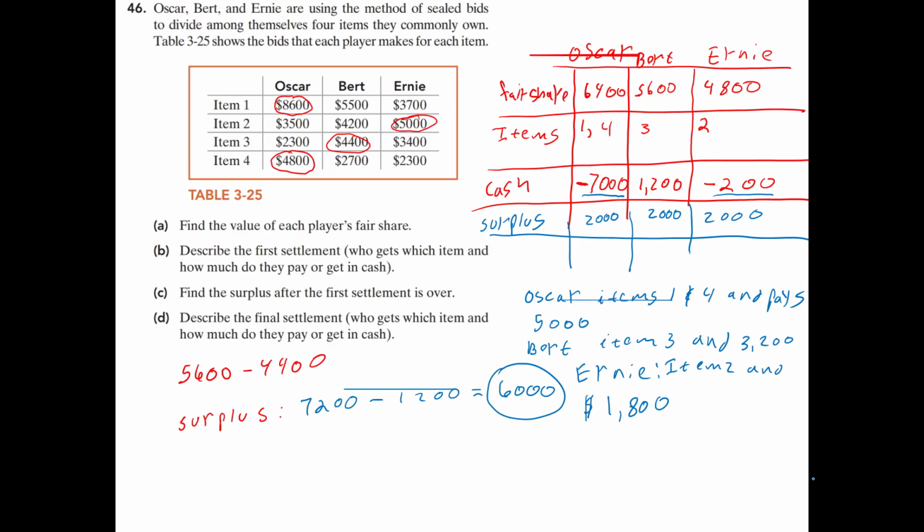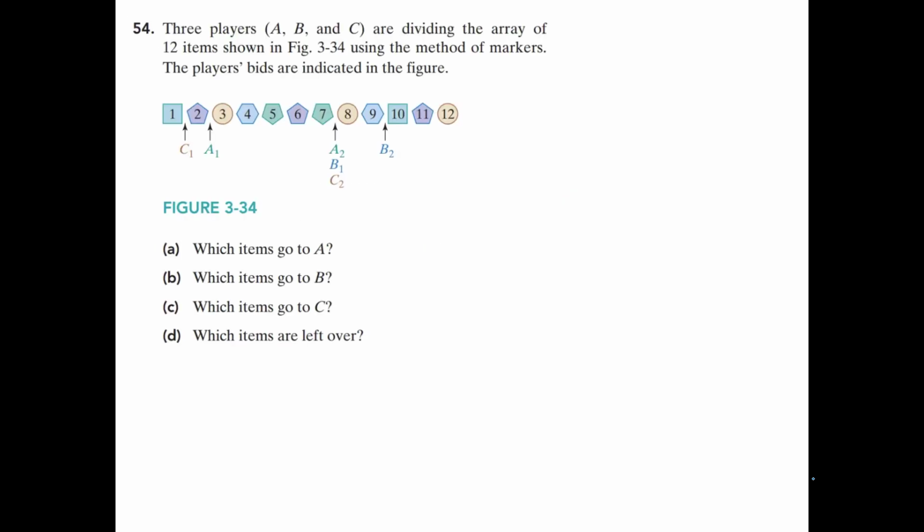Okay, so let's continue. Then we came across the method of markers to divide array of discrete items. So 3 players, A, B, and C, are dividing the array of 12 items shown in figure 3.34. Use the method of markers. Using the method of markers, the players' bids are indicated in the figure, right? And so first understand what you're being told.